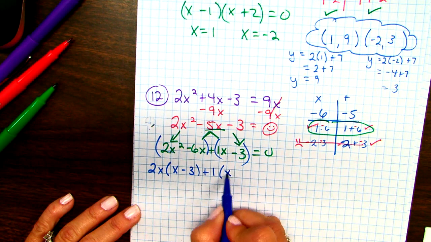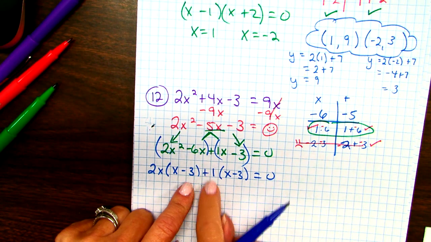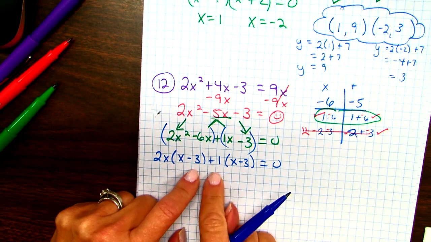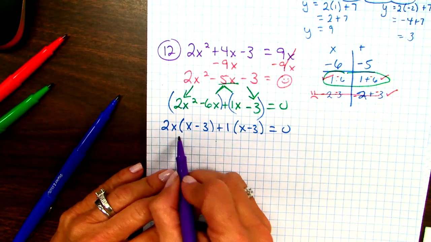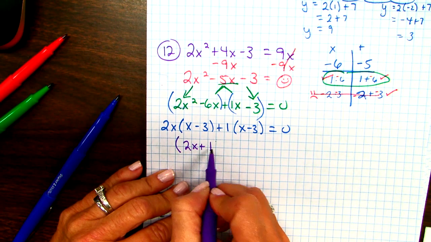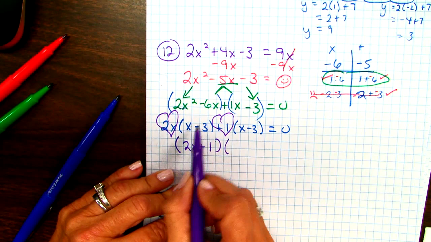But look, my parentheses are the same. That's what's important. You should see that, and it helps you say, oh, okay, I guess I did that right. Almost there. 2x plus 1, right? There's the hearts. I decided to do that first. Remember, it doesn't matter. And then the x minus 3.